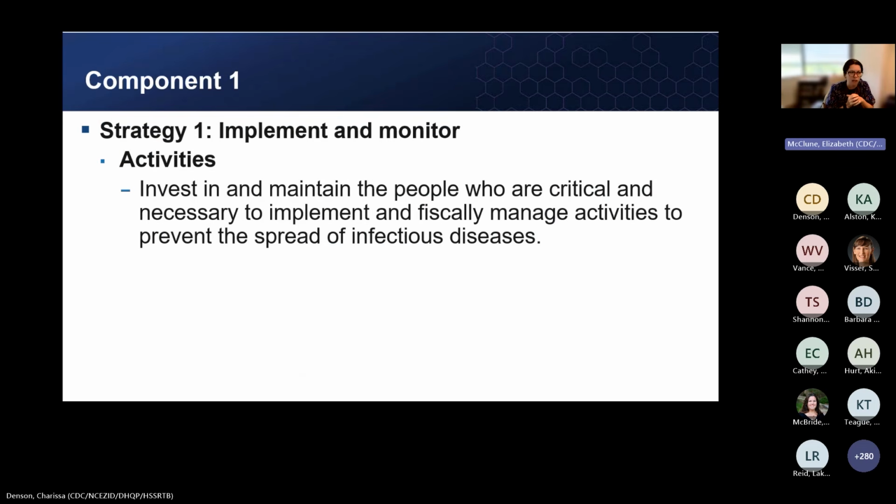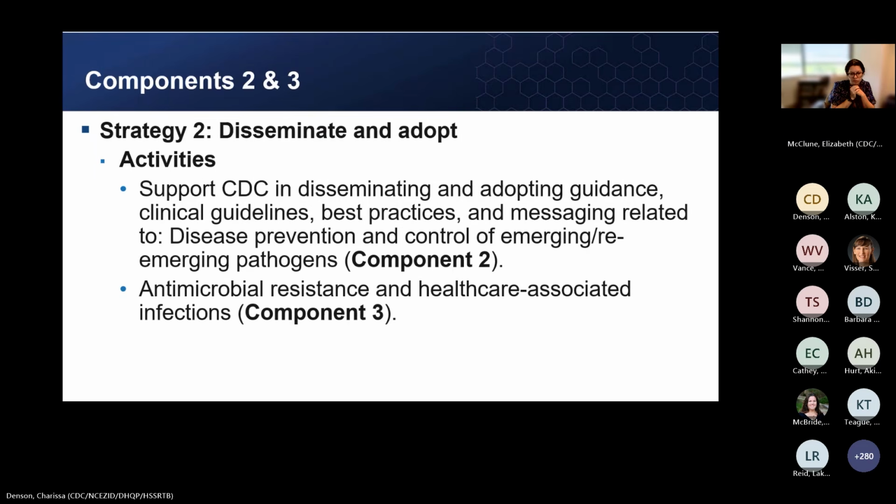So I'm going to break them down now, before I hand it off to my colleagues. Component 1, strategy 1 is implement and monitor. That is the foundational strategy and component: invest in and maintain the people who are critical and necessary to implement and fiscally manage the activities. Regardless of what the specific activities are, this is your foundational management, budget, and program management work that you need to prevent the spread of infectious disease. Next slide, please.